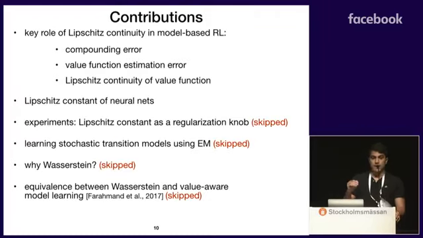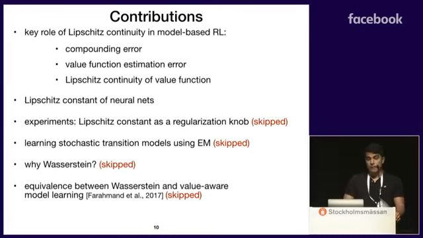So I'm just going to list the contributions. I think I can go through them. So I showed that Lipschitz continuity plays a key role in the theory of model-based RL. I showed how we can quantify the Lipschitz constant with neural nets. There are experiments in the paper, and their main message is it is beneficial to control the Lipschitz constant of your transition models. We also provide a new expectation maximization algorithm to learn stochastic models. We argue in the paper why we study this setting using Wasserstein. There are a couple of reasons. And finally, we show an equivalence between Wasserstein and value-aware model learning, which is a recently proposed loss function in reinforcement learning.